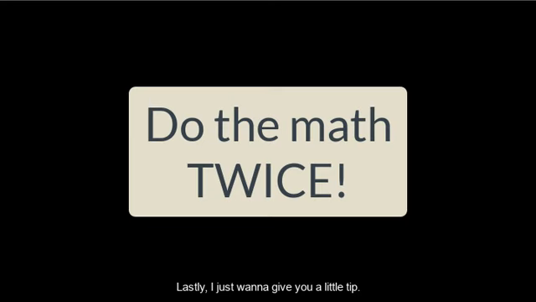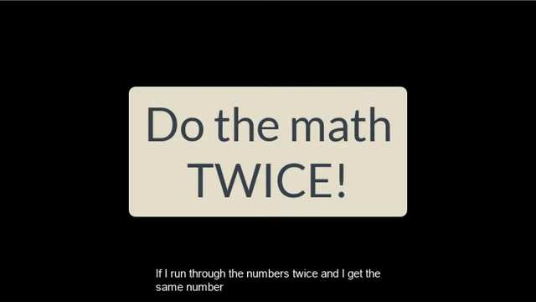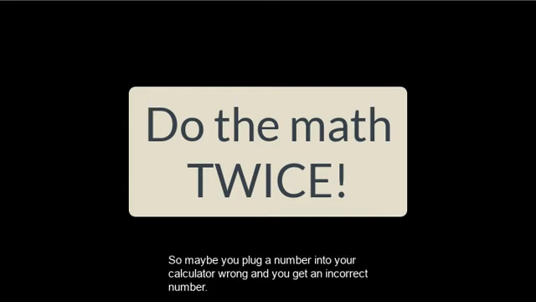Lastly, I just want to give you a little tip. So when I do math problems, I always complete my calculations at least 2 times. If I run through the numbers twice and I get the same number, then I know that I'm on the right track. I likely have the right answer. If you do this twice and you get 2 different answers, you need to go back and do it again until you get 2 of the same answers. That's going to prevent you from making any silly mistakes. So maybe you plug a number into your calculator wrong and you get an incorrect number. So always run it through twice so that you know for sure that you have that correct answer.